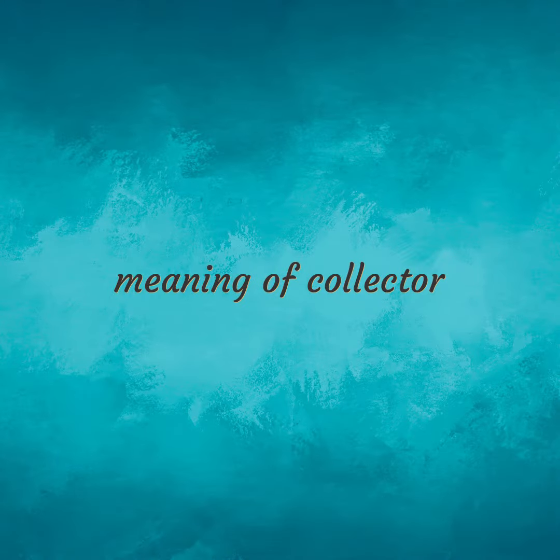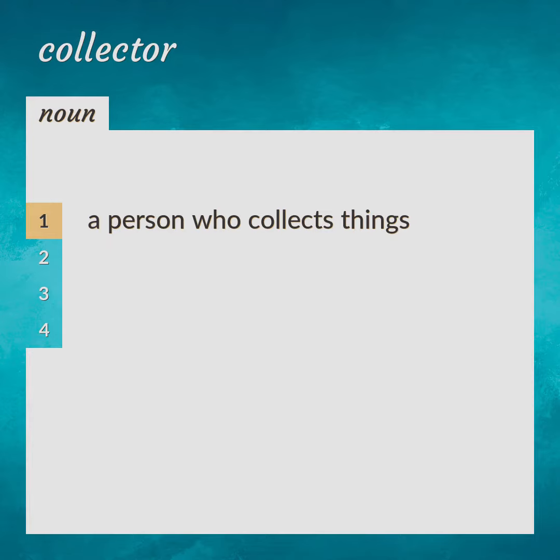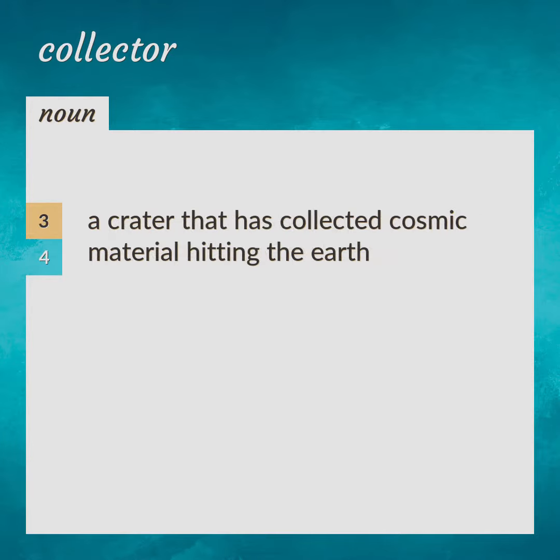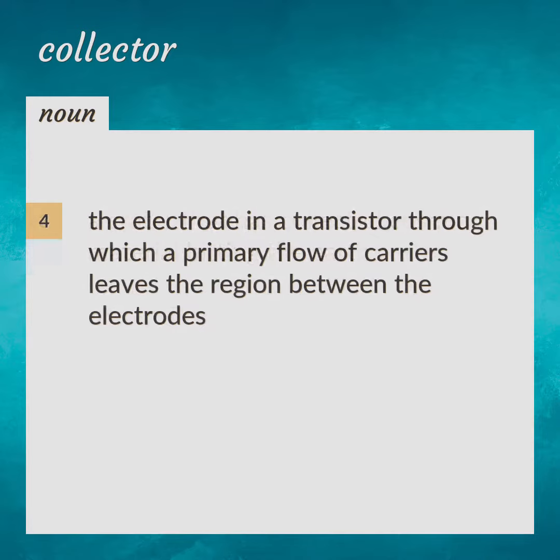Meaning of collector. A person who collects things. Aggregator. A person who is employed to collect payments, as for rent or taxes. Accumulator, gatherer. A crater that has collected cosmic material hitting the Earth. The electrode in a transistor through which a primary flow of carriers leaves the region between the electrodes.